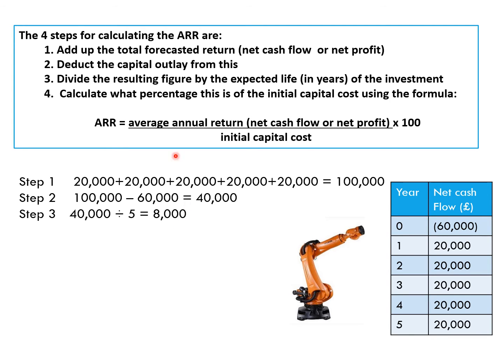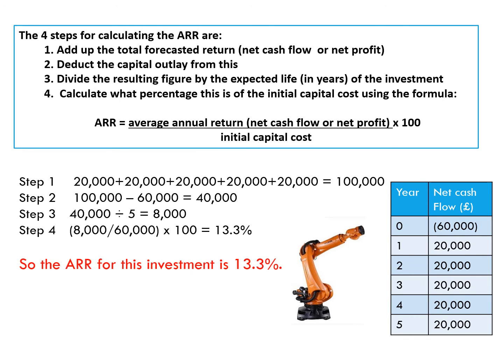One more step to go. Calculate what percentage this is of the initial capital cost. Using this formula, so average annual return divided by the initial capital cost. So that's 8,000 divided by 60,000 times 100 to put it into percentage. This gives us 13.3%. So the ARR, the average or accounting rate of return for this investment, is 13.3%.